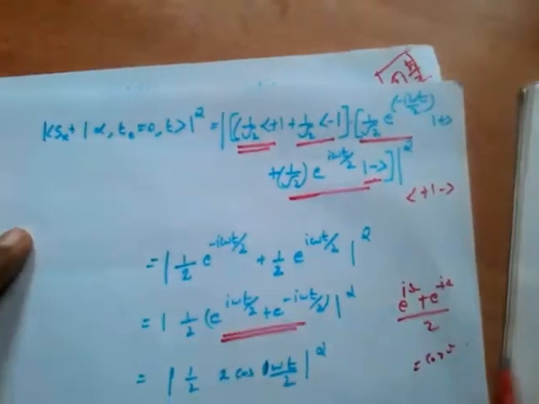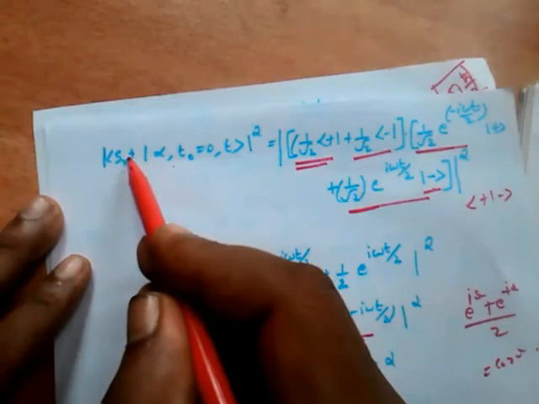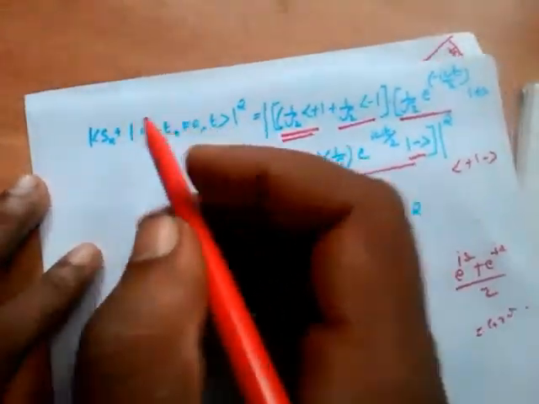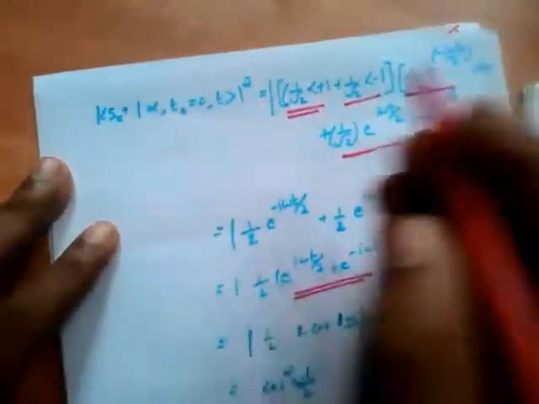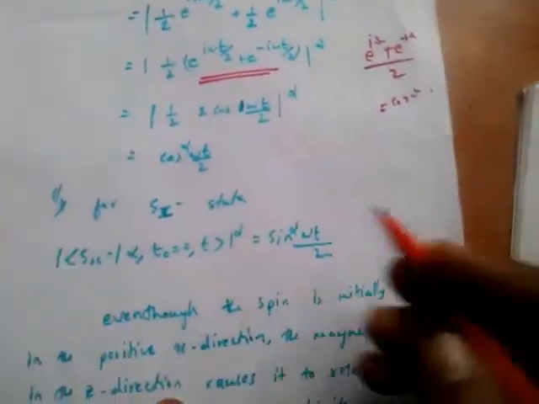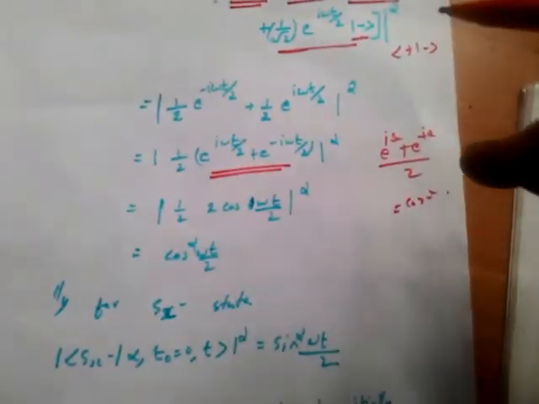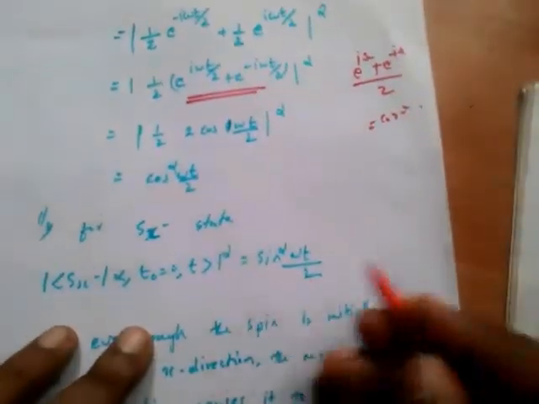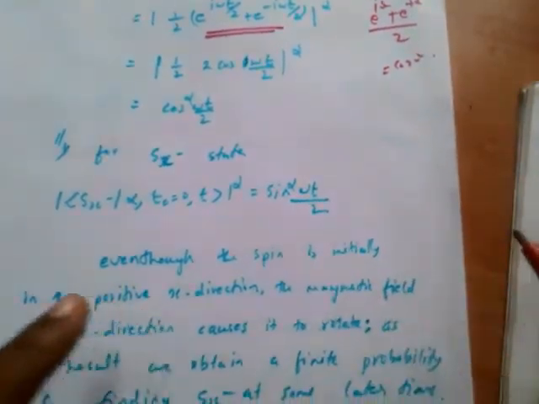Similarly, if you are finding the probability of finding the particle to be in the Sx minus state at a later time t, we find it in this way itself. We put Sx minus here and find the probability. I am not doing it here because I have done one example. By looking at these steps, you can find this value easily, and we got sine square omega t over 2.